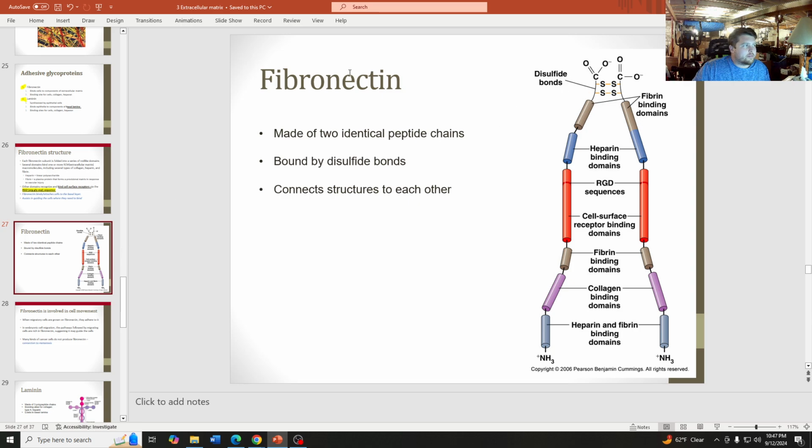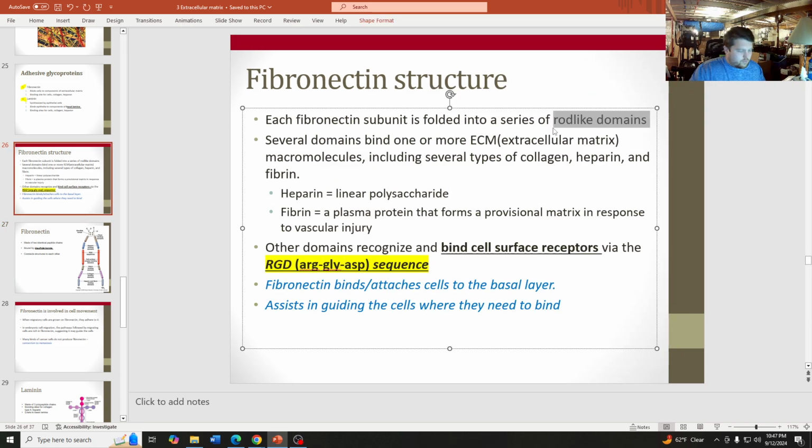So here we go. Fibronectin has 2 identical polypeptide chains. These are those rod-like domains. Each rod-like domain is prepped to bind to different things. Also, it's bound by disulfide bonds. That likes to be a test question as well. So rod-like domains, the RGD sequence. Good.